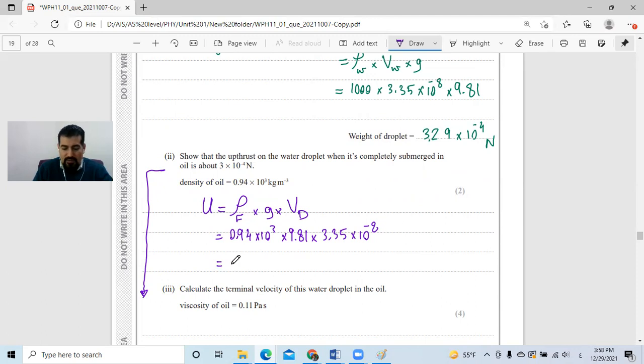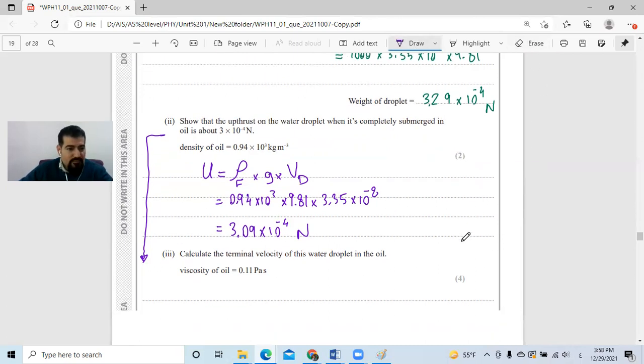Who has a calculator? Give me the answer. It's 3.0 times 10 to the power of, yes. Yes, thank you, well done. 3.09 times 10 to the power of what? Negative 4 newtons. 3.089 means 3.09, okay, 3 significant figures.